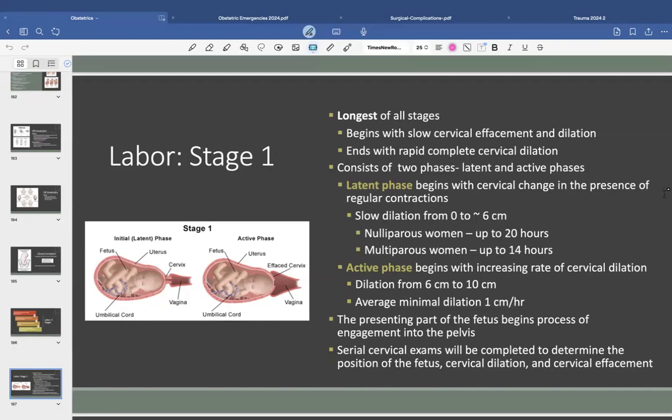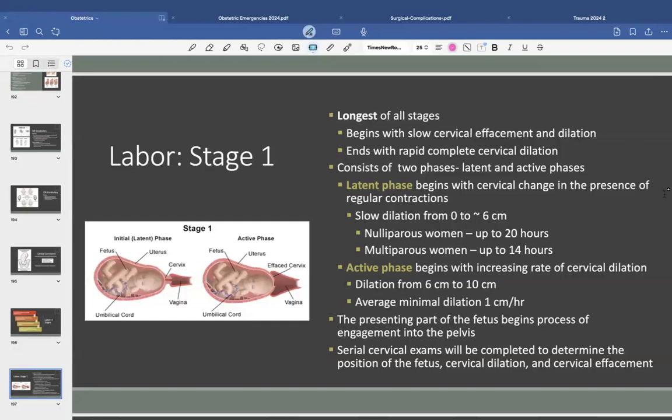There are two phases of stage one, latent and active. The latent phase begins with cervical changes in the presence of regular contractions. So this can be slow. Patients usually go from 0 to 6 centimeters, which can take up to 20 hours if you've never had a baby before, or longer. If you've had babies, it might take up to 14 hours. That's the first stage of labor, getting from 0 to 6.